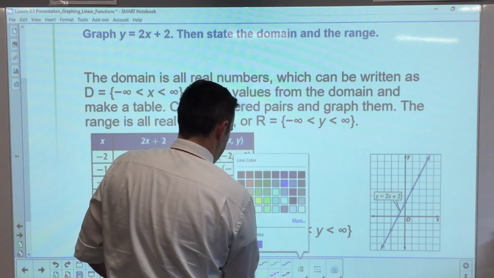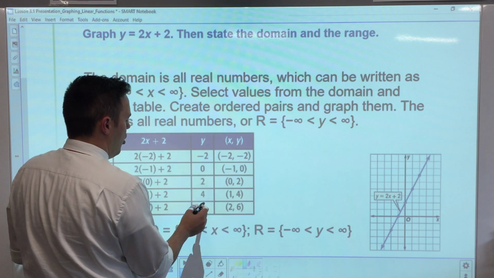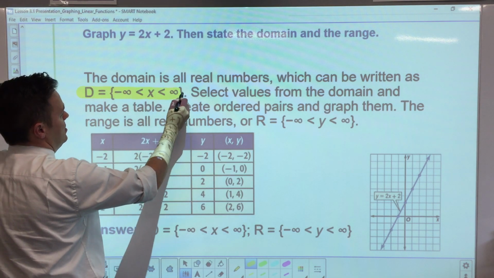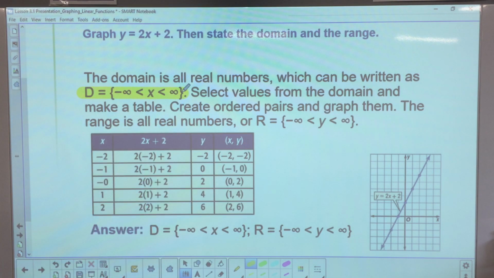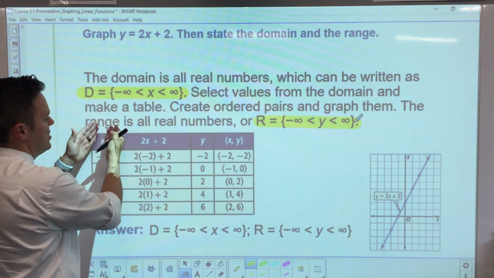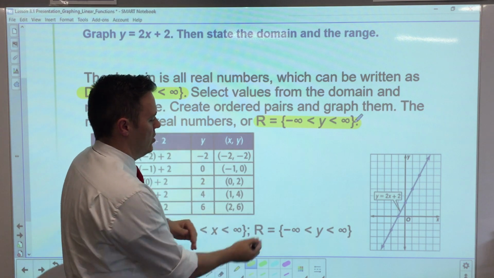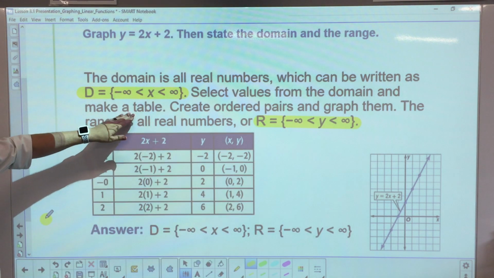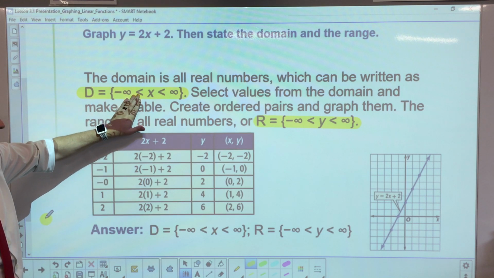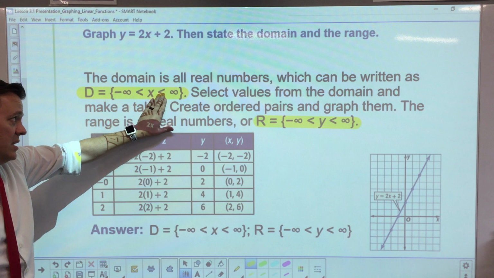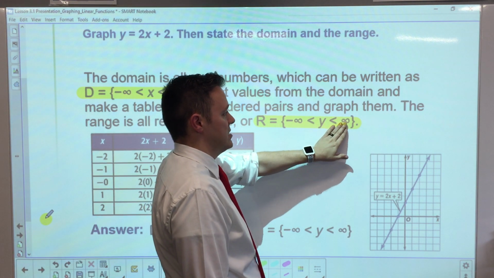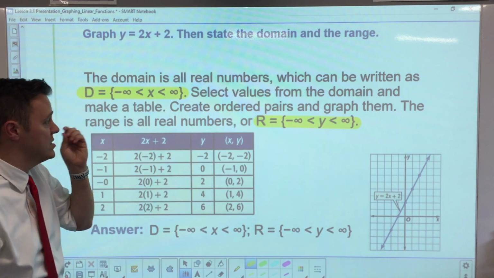So our domain is going to be the set of all real numbers, okay? The domain is going to be written out like this. So in your notes, please make sure you write the domain like that, and the range like this. The range is all real numbers as well, okay? So what is the domain and range, ladies and gentlemen? Negative infinity is less than x, which is less than infinity. Negative infinity is less than y, which is less than infinity. Okay, or you can say greater than.